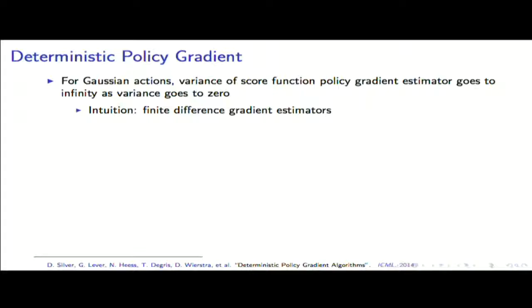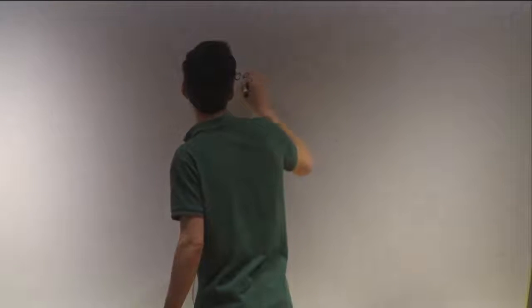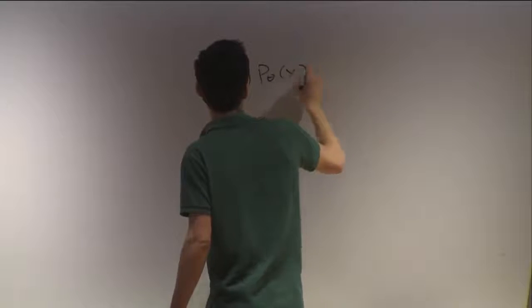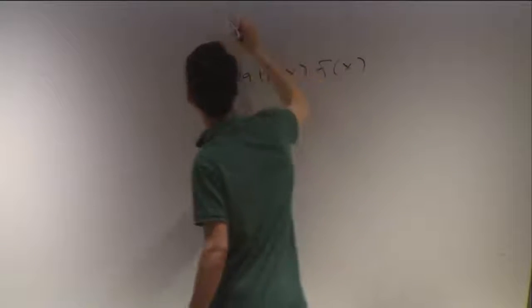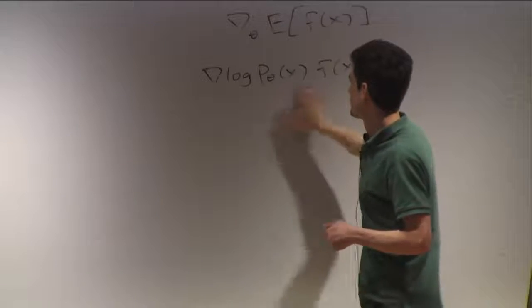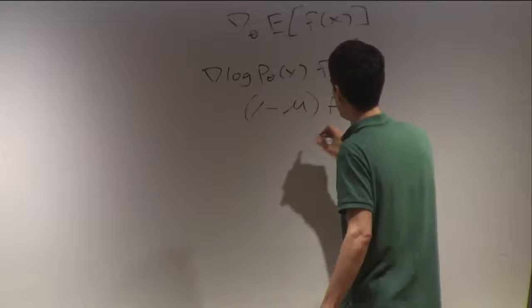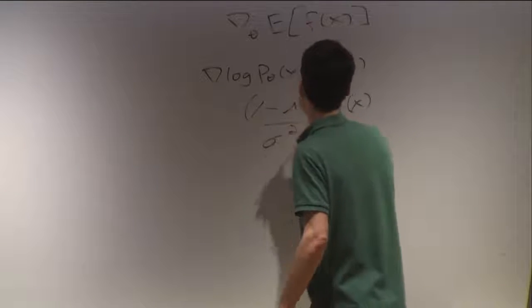So let's look at our score function gradient estimator again in the Gaussian case. So in the Gaussian case, we have grad log probability times f of x. Here we're just computing a gradient of the expectation of f of x, and this is our estimator. In the Gaussian case, we're going to get something like x minus our mean times f of x, divided by standard deviation squared.